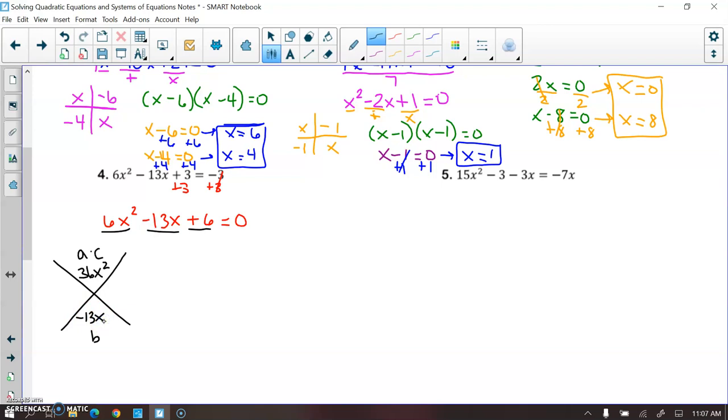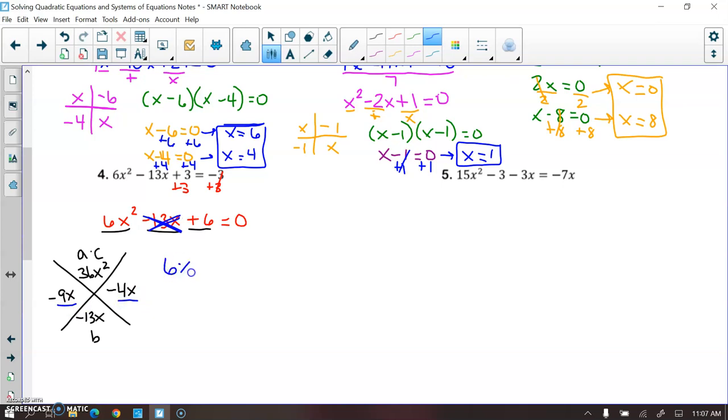So I need two numbers that, when multiplied together, equal 36x squared, but when added together equal negative 13x. So that's actually going to be a negative 9x and a negative 4x, and it doesn't matter which order you put that in. So now I just rewrite this whole thing, but instead of writing the negative 13x, I'm going to write the negative 9x and the minus 4x.